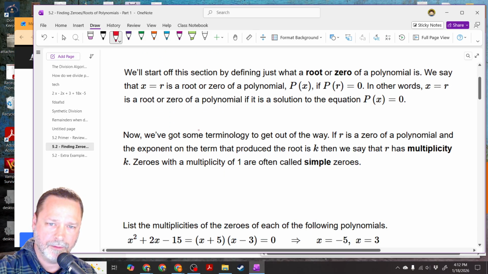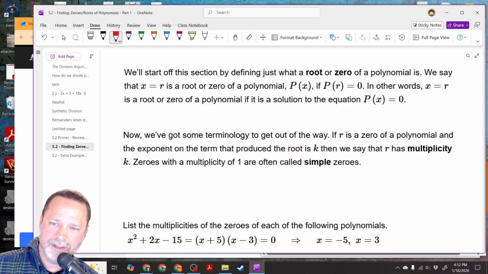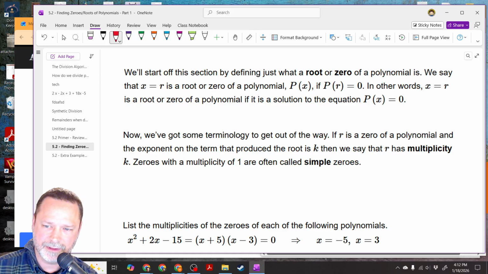All right, and I want to focus on a few examples. So again, we'll start off this section by defining what a root or zero of a polynomial is. And I am using Paul's Math Notes. We say that x equals r is a root or zero of a polynomial p of x if p of r equals 0. In other words, x equals r is a root or zero of a polynomial if it is a solution of the equation p of x equals 0.